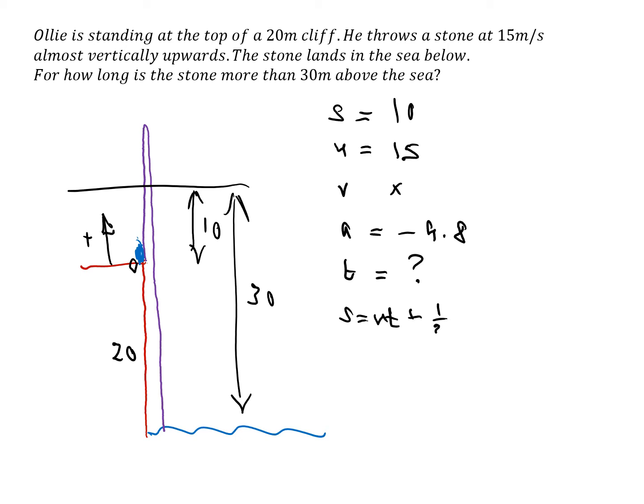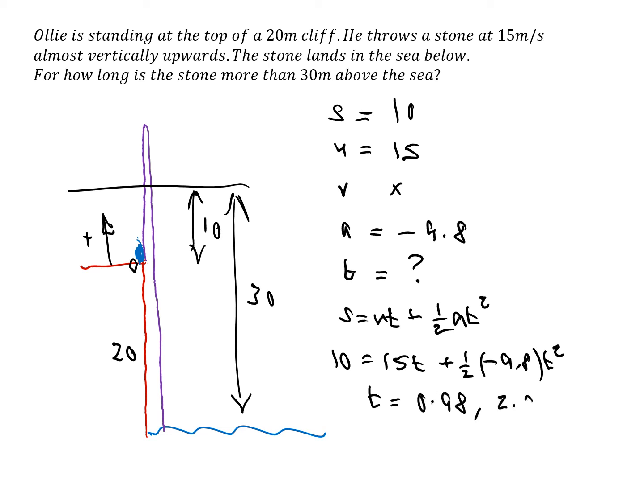The formula then I need to use is S equals UT plus a half AT squared. 10 equals 15T plus a half times minus 9.8 T squared. Then if you pop that all into your calculator to solve the equation, you should get two values of T. T equals 0.98 and 2.08, both in seconds.